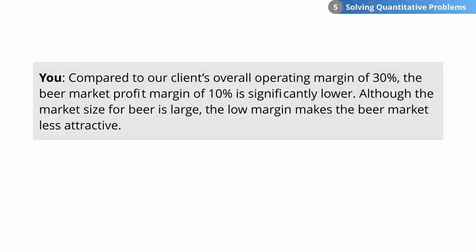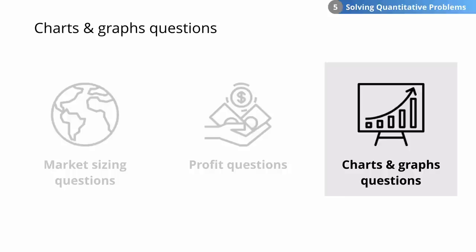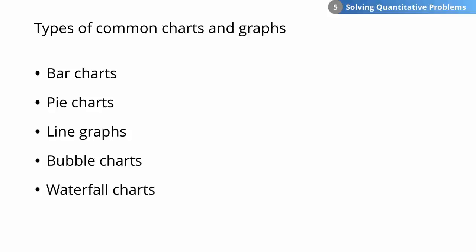The third type of quantitative question you could get asked is interpreting charts and graphs. The types of charts and graphs you should be familiar with include bar charts, pie charts, line graphs, bubble charts, and waterfall charts. Returning to our case example, the interviewer may show you the following.